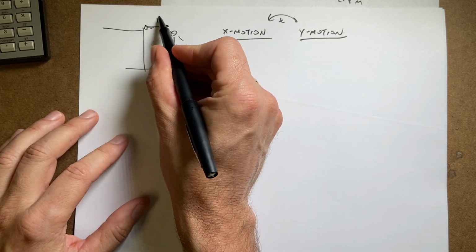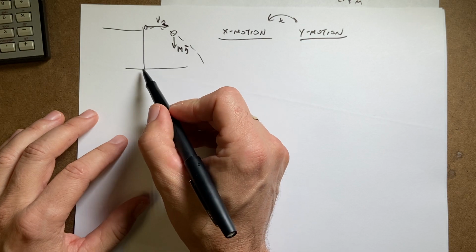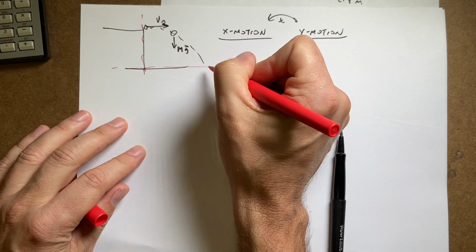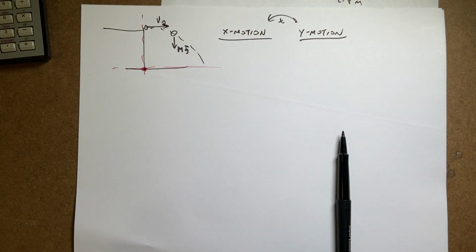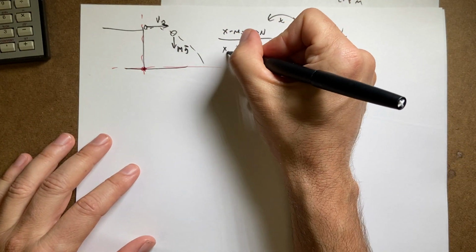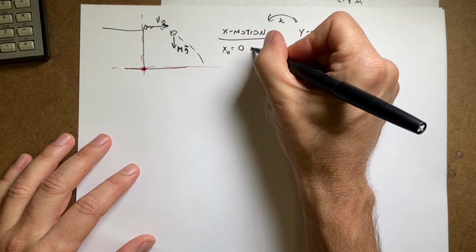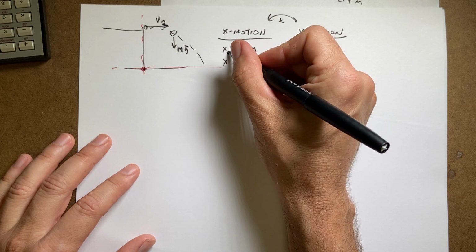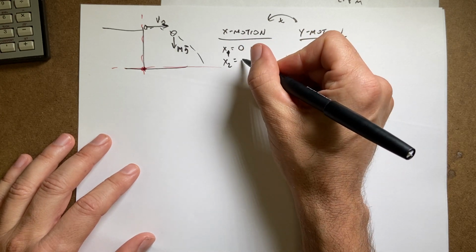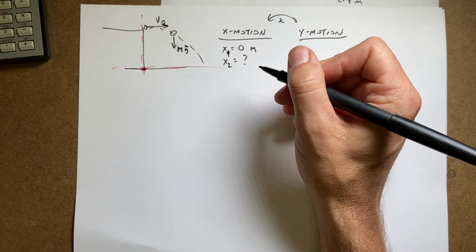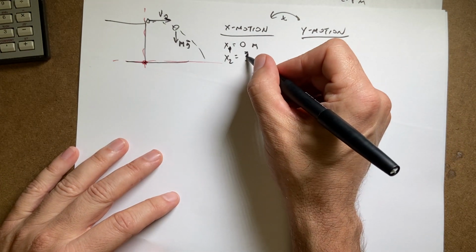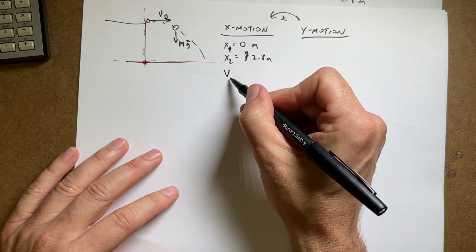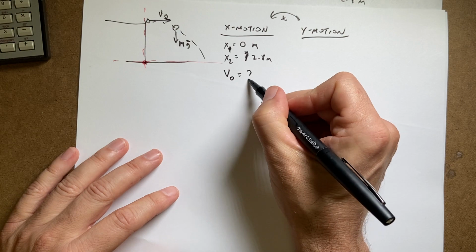So I know that it's shot with initial velocity v0. We can pick where it starts. I'm going to pick this as my origin down here. So that means the initial x is 0 meters. The final x, I usually call them 1 and 2, so x1 and x2. The final x is, we don't know, we're actually looking for, no, we do know that: 2.8 meters. The x velocity I don't know.